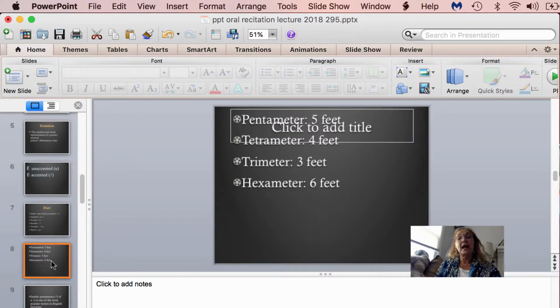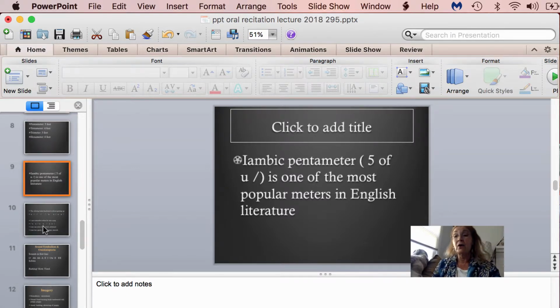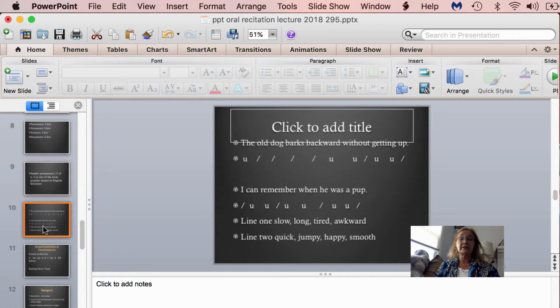So we have how many feet, how many sets of those patterns, are in the line. And pentameter, penta is 5, tetra 4, tri 3, etc. So there's 5 feet, 4 feet, etc. And in English, the iambic pentameter, 5 of the unaccented, accented feet, is one of the most popular meters in English because it just simply goes better with how we accent words, our line lengths, our syntax, etc.